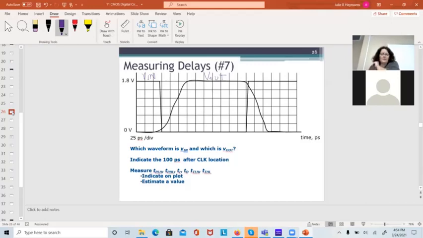Indicate, and this really surprises me too, indicate the 100 picosecond after the clock location. So I've got the clock transition here. The clock may be transitioning here, but I'm just going to assume this is my transition right here. Assume things happen instantaneously. I've got 25 picoseconds per division, so 100 picoseconds would be 4 divisions later, so I just count out 1, 2, 3, 4, and go a little bit back. That would be 100 picoseconds after the clock location.